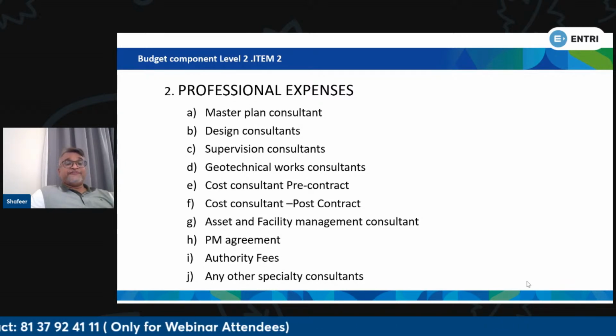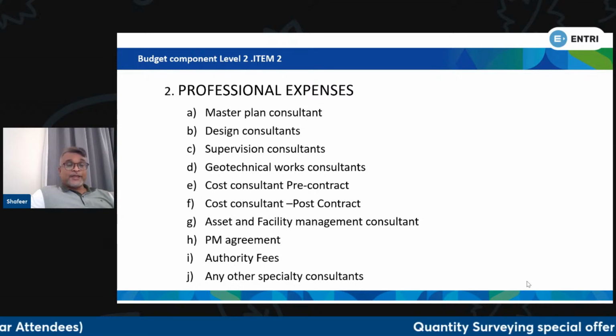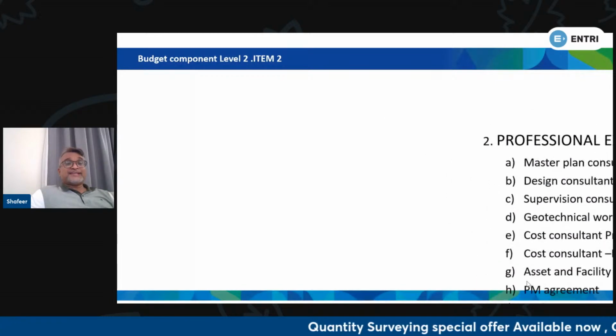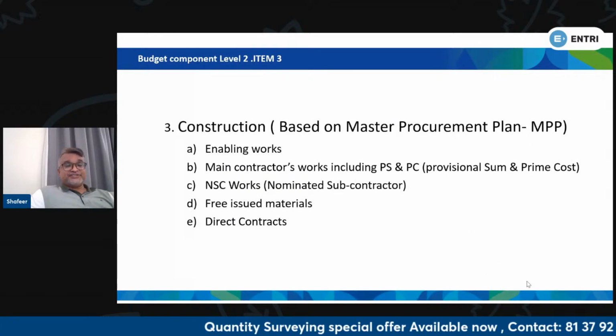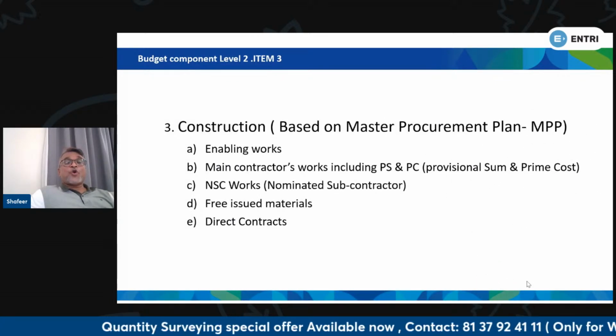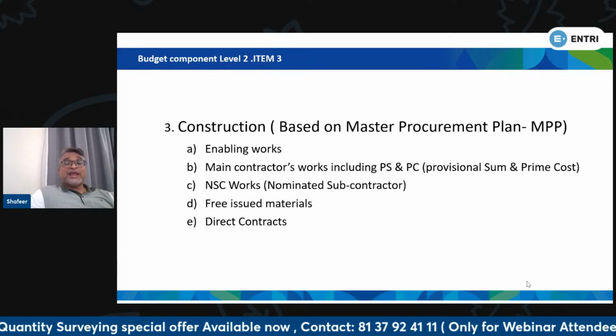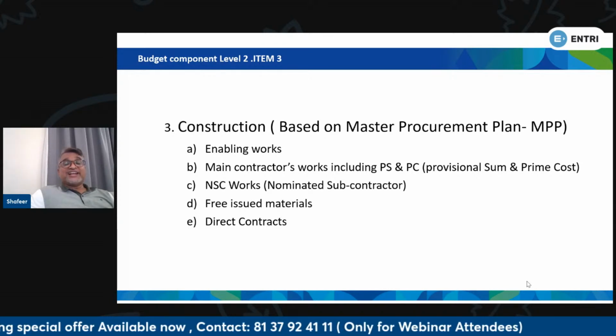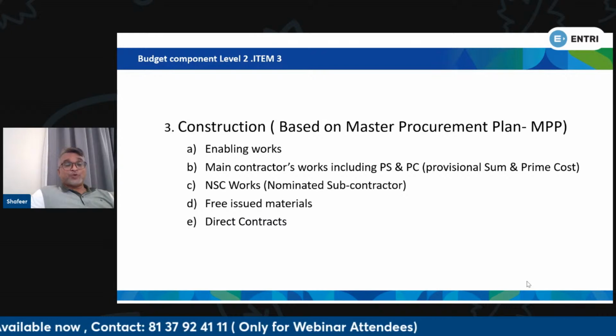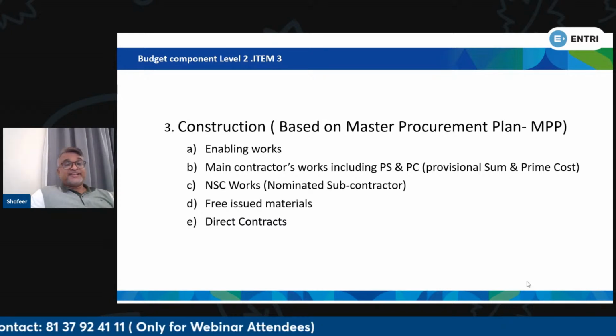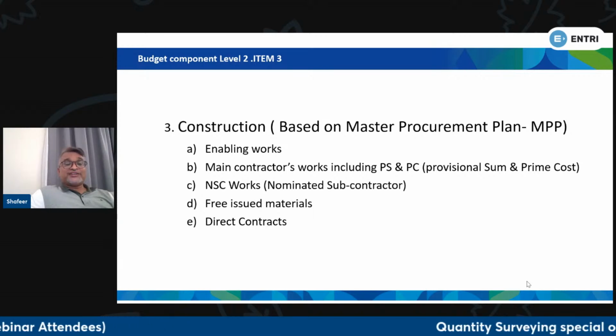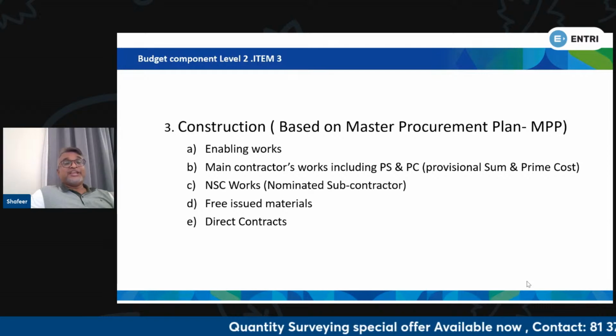So it will vary from project to project and the project requirement also. Coming to the next item, that is construction. So this will be based on our master procurement plan: how, as a client, we are going to execute this project. That means, are we going to award all the works to a single contractor, or are we going to split into multiple contractors?